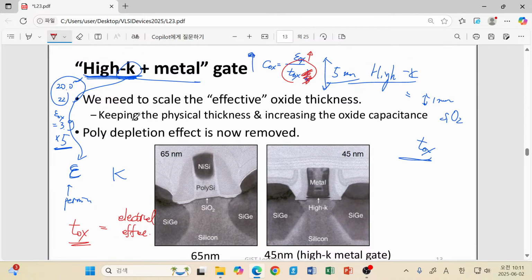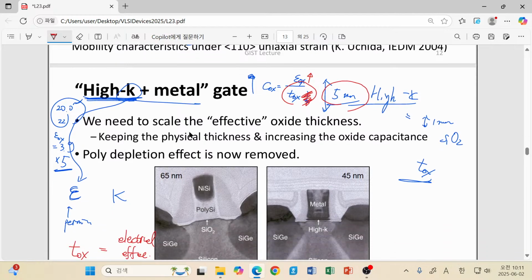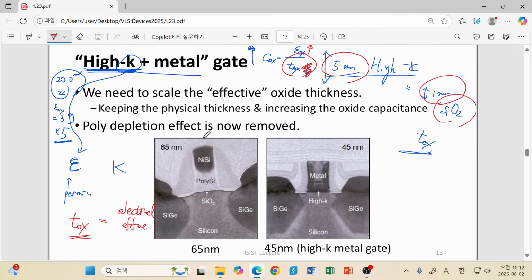Simply speaking, although in this example your physical thickness is 5 nanometer, please regard it as a silicon dioxide layer, and then you will find just 1 nanometer as the effective thickness. That is the one we will have now. So please think about this one.